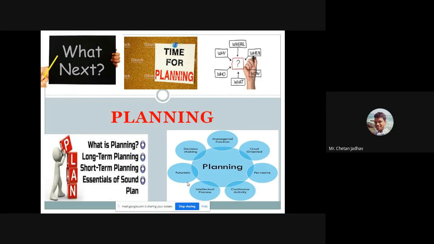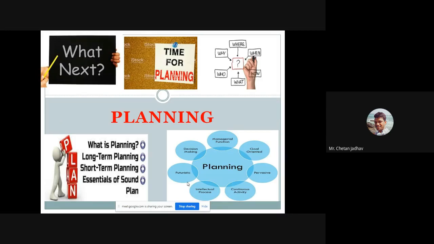Futuristic means whatever planning you are doing presently, we will get one output in the future. But before doing any planning or actual manufacturing, we have to make one hypothetical result before going to manufacturing. So if we apply this planning, then we will get this type of product. Like this, we have to do some futuristic thinking before acting.